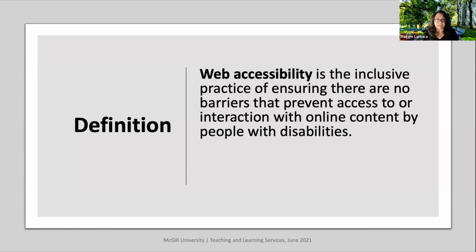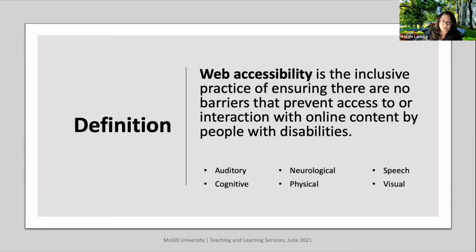Web accessibility is the inclusive practice of ensuring there are no barriers that prevent access to or interaction with online content by people with disabilities. According to the World Wide Web Consortium, the W3C, who develops international standards, web accessibility includes disabilities that affect access to the web, such as auditory, cognitive, neurological, physical, speech, and visual impairments.